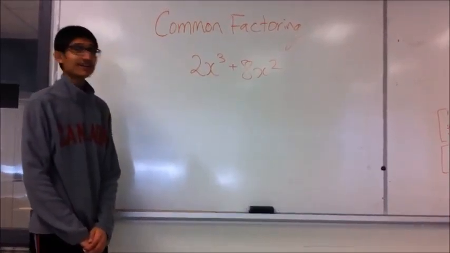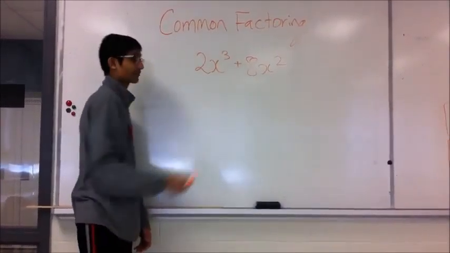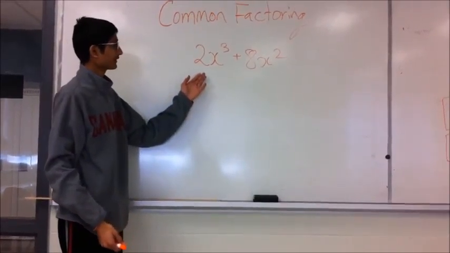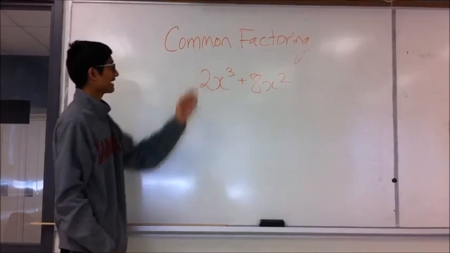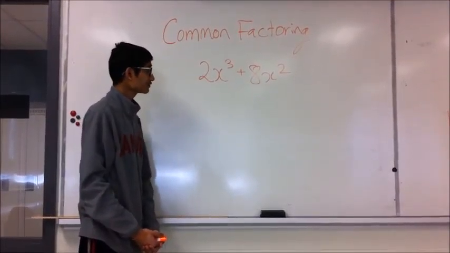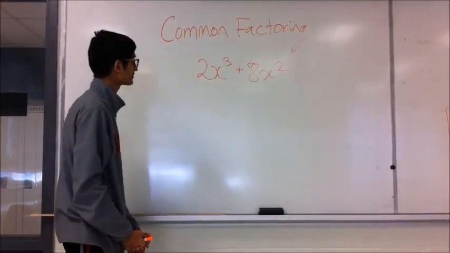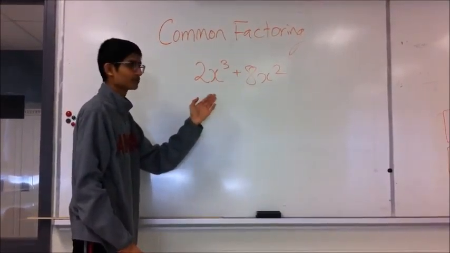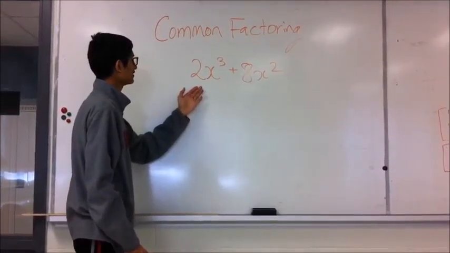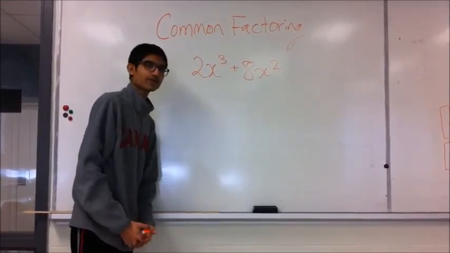Hi, my name is Mit, and today we're going to be learning about common factoring. We're going to be solving the problem 2x cubed plus 8x squared through the common factoring technique. The way we can approach this problem is first look at the problem itself and identify the two terms within it, which are 2x cubed and 8x squared.